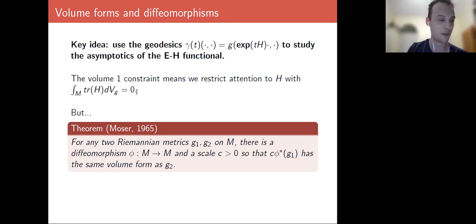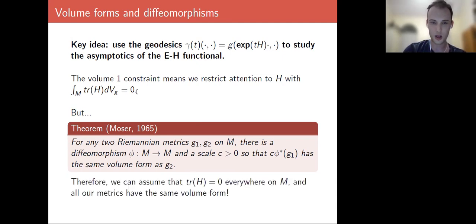That quotienting out by the diffeomorphism group is basically a nonsense statement. It's too hard to do that. But I interpret this theorem as providing a sort of partial quotient by the diffeomorphism group. So the upshot of this is that since this is geometric, in addition to, without loss of generality, assuming that volume is 1, we can actually assume that trace of H is equal to 0 everywhere, and that all of the Riemannian metrics we deal with have the same volume form, the same volume form that you started off with.